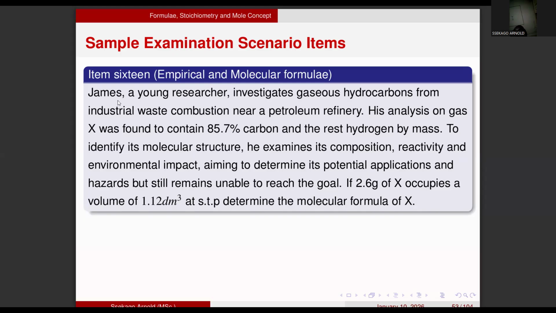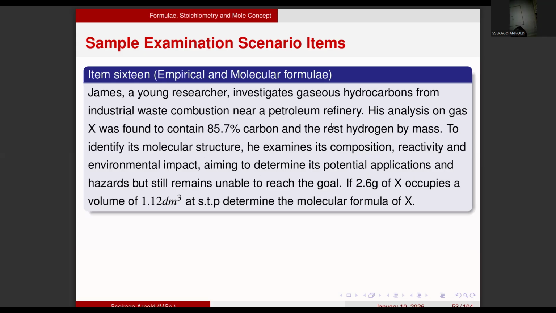What does it say? It says that James, a younger researcher, investigates gaseous hydrocarbons from industrial waste combustion near a petroleum refinery. His analysis on gas X was found to contain 85.7% carbon and the rest hydrogen by mass. To identify its molecular structure, he examines its composition, reactivity, and environmental impact, aiming to determine its potential applications and hazards, but still remains unable to reach the goal.